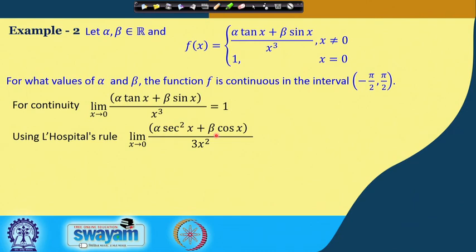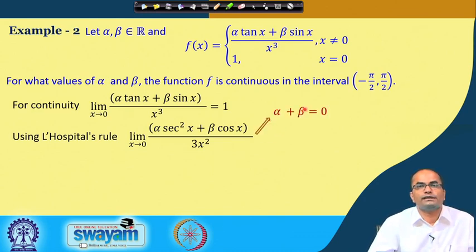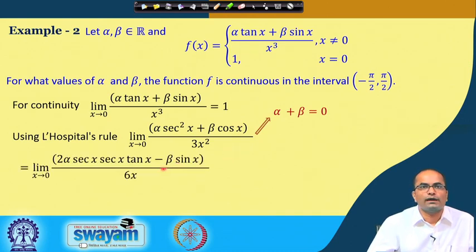But in this case, what we can set to move further is that, for this expression, alpha sin²x plus beta cos x divided by 3x², to have this limit as 1, we can set that alpha plus beta is equal to 0, because when x goes to 0, we can move further and apply the L'Hopital rule again. So, applying this L'Hopital rule again, we already got one condition: alpha plus beta is equal to 0.